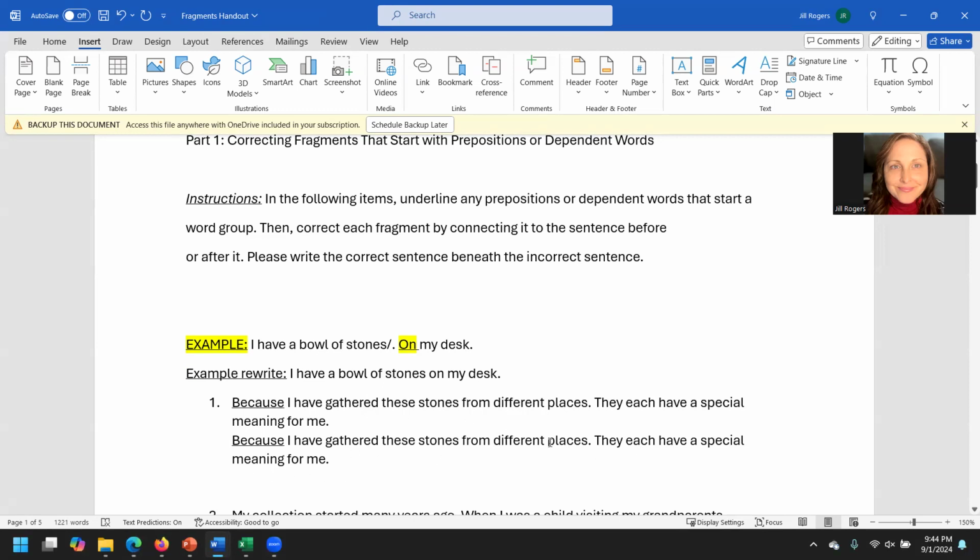So we see that this is the dependent clause. So if the dependent word comes at the beginning and the dependent clause is at the beginning, we put a comma. That's what I was saying in the rule. If it's in the middle, you don't put any commas. So because I have gathered these stones from different places, they each have a special meaning for me, and that's the correct way to do it. I'll do one more.